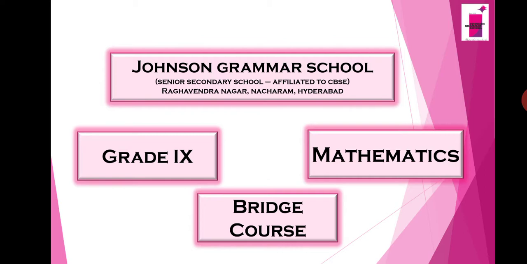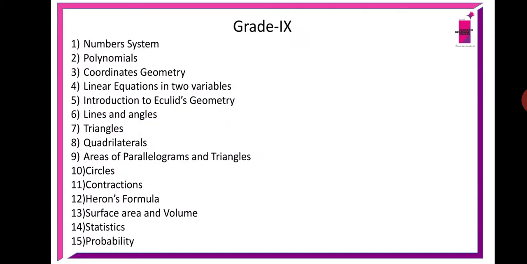Today is the first session of grade 9. So first of all, let's discuss what are the topics in grade 9 mathematics. You have number system, polynomials, coordinate geometry, linear equation in two variables, introduction to Euclid's geometry, lines and angles, triangles, quadrilaterals, areas of parallelogram and triangles, circles, constructions, Heron's formula, surface areas and volume, statistics and probability.